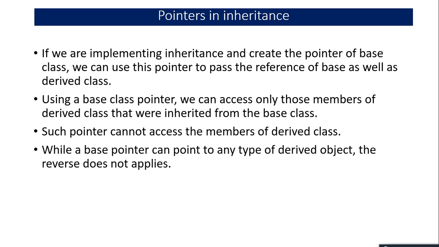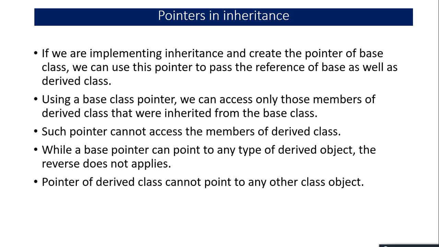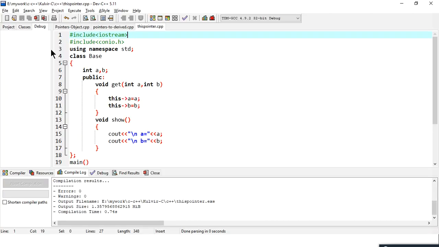And while a base class pointer can point to any type of derived object, the reverse does not apply. I will show you how it works in a program. So a pointer of a derived class cannot point to any other class object. So these are the simple rules. Now let's see and understand this concept.